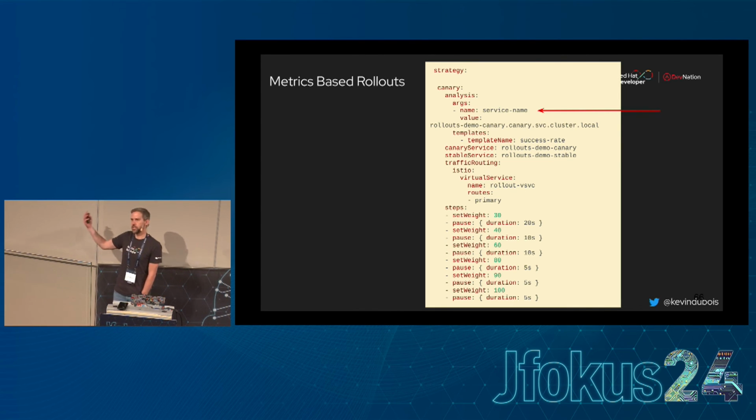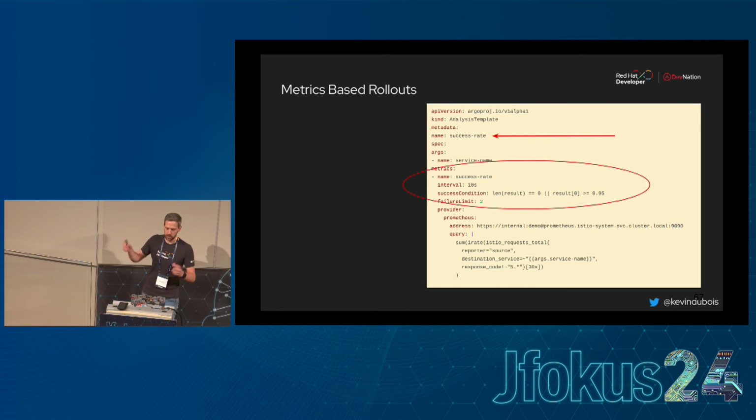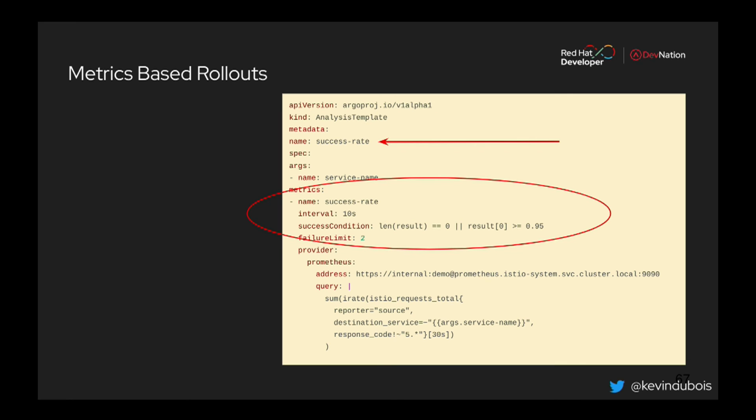In this case, you would just add an analysis template to your definition. So in this case, for example, there's a template called success rate, and in that template, we can define where it needs to go and check for metrics to see if our application rollout is going well. So in this case, you can see every 10 seconds, make sure that at least 95% of all my requests have a good status code, and if not, count that as a failure.